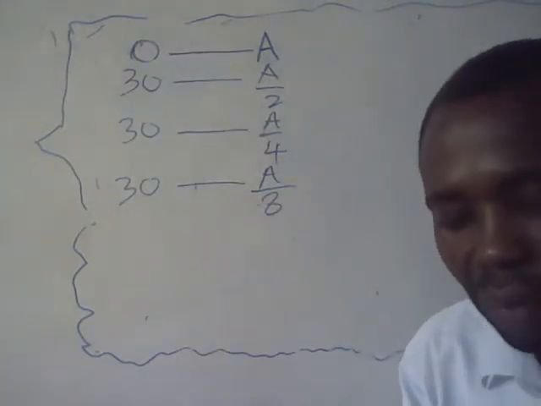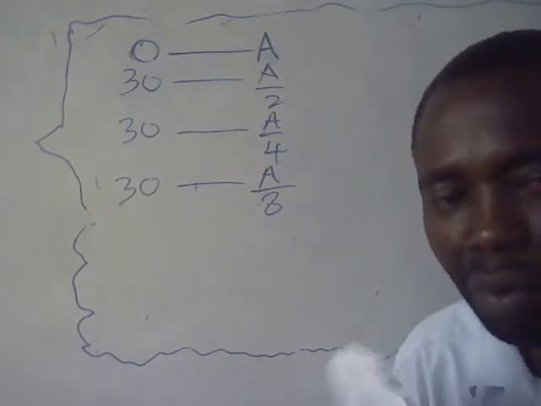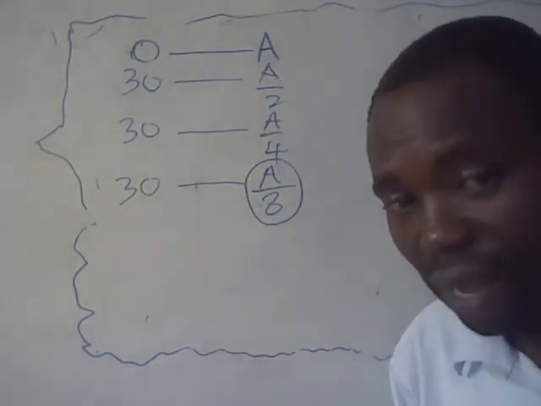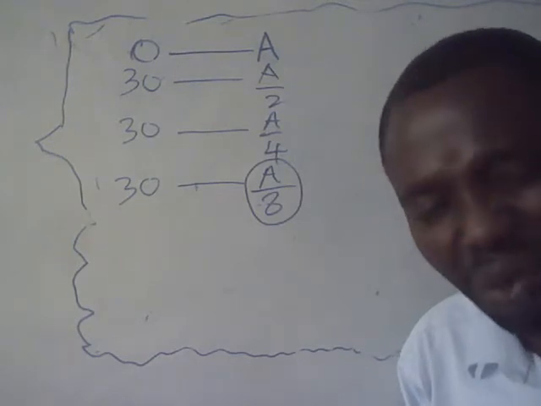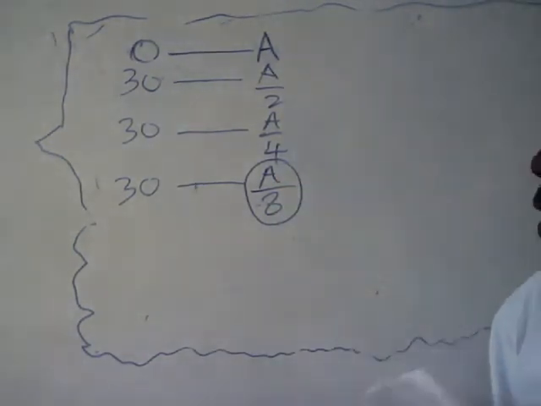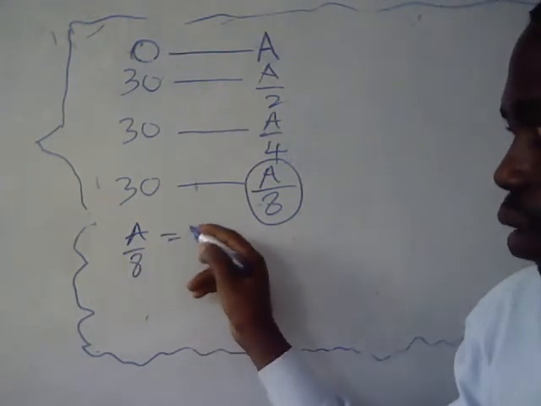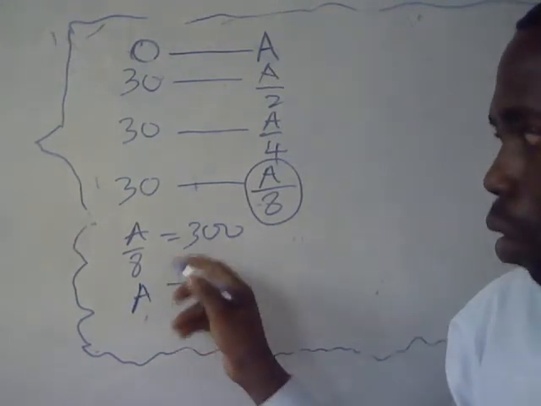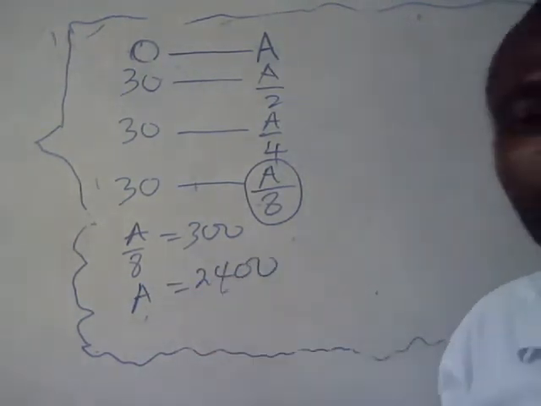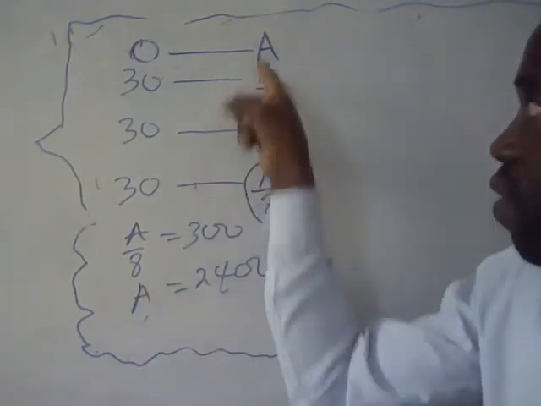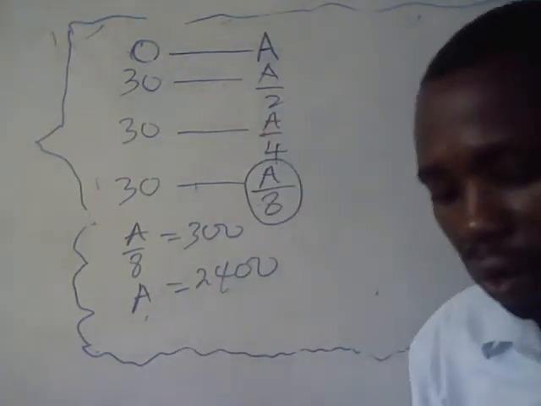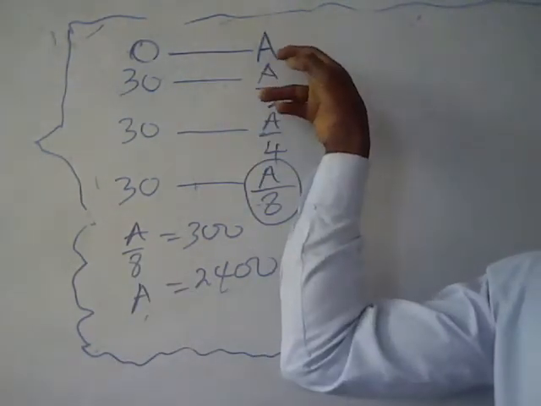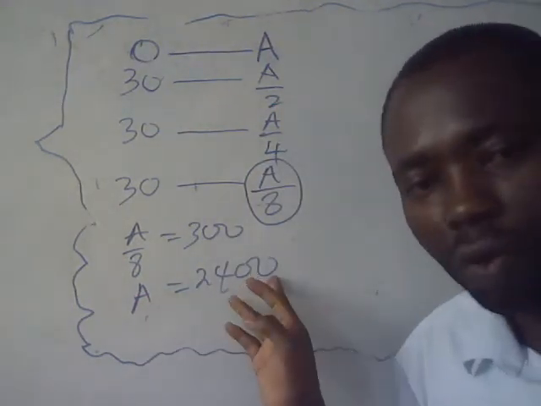He now said, if the count rate was observed to be 300 after 90 minutes, that means A over 8 is 300. Okay, so make A the subject. So A equals 300 multiplied by 8, that's 2400. Don't forget that this A is our starting point. The question says determine its count rate at the beginning. Count rate at the beginning is capital letter A, and that's what we have gotten as 2400.